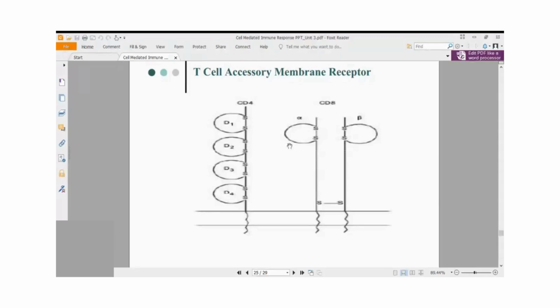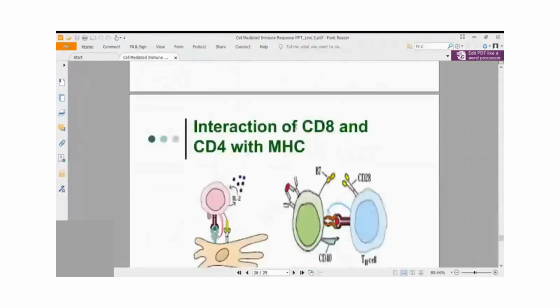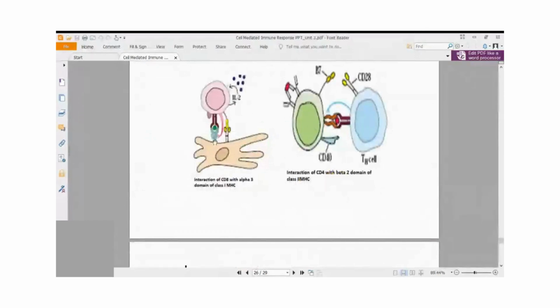Now, the speciality of these two co-receptors is that they designate the T cells into CD4 and CD8 T cells, because initially they help in positive selection of the T cells in the thymic environment. They establish contact with the class 1 MHC molecule in the alpha 3 domain by the CD8 receptor, and with the class 2 MHC molecule in the beta 2 domain by the CD4 receptor.